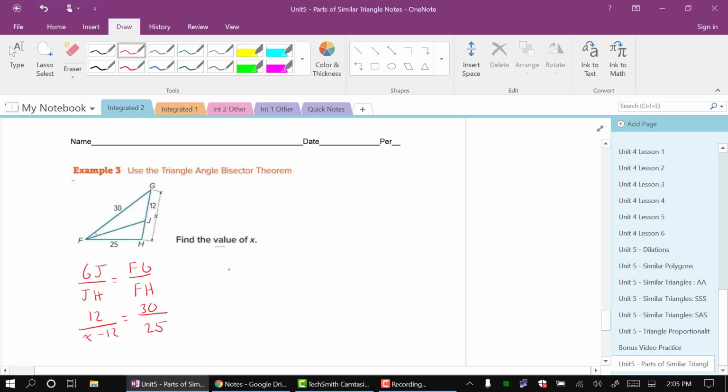When I cross multiply this out, I get 12 times 25 equals 30 times X minus 12, which is 300 equals 30X minus 360. Add 360 to both sides. That gives me 660 equals 30X. Divided by 30, X equals 22.